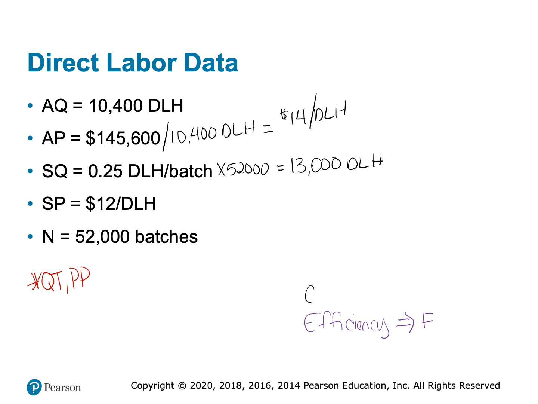So the cost variance here is going to be unfavorable because I paid the employees more than I planned on. I don't know how unfavorable yet. I just know it's unfavorable.